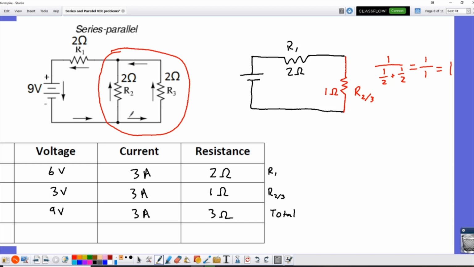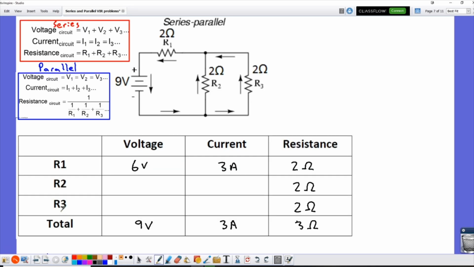So even though these things are together, the total voltage for these two together is going to be 3 volts. They individually also get 3 volts because they are in parallel with each other. So R2 gets 3 volts and R3 gets 3 volts. So now what we can do is just do Ohm's law and figure out what the current is. In this case, I is equal to V divided by R. So 3 divided by 2 gives us 1.5 amps, and 3 divided by 2 again gives us 1.5 amps.